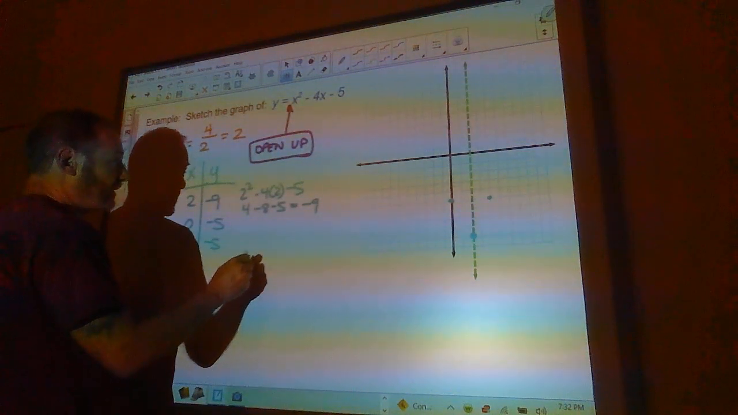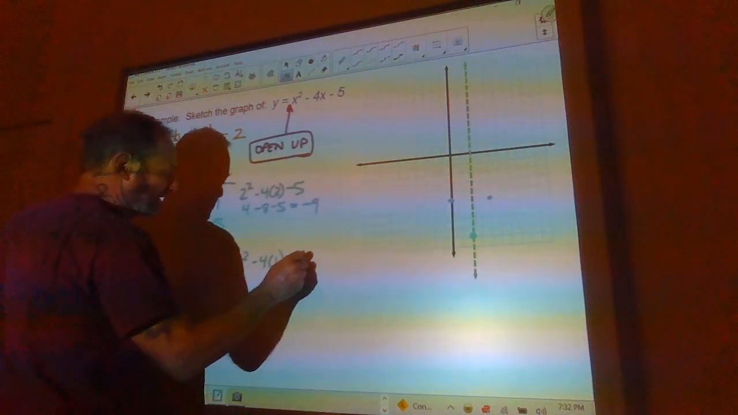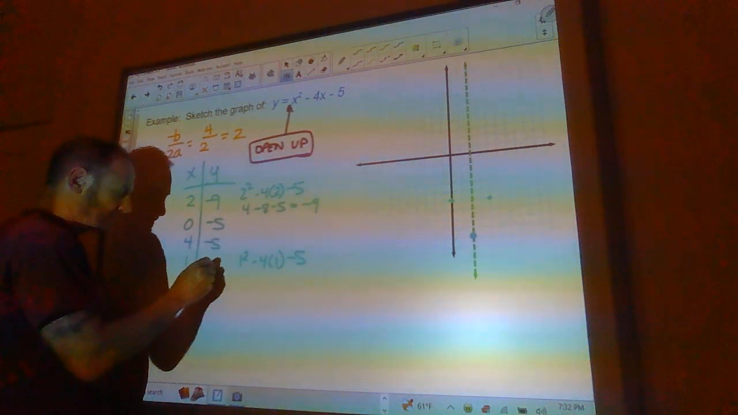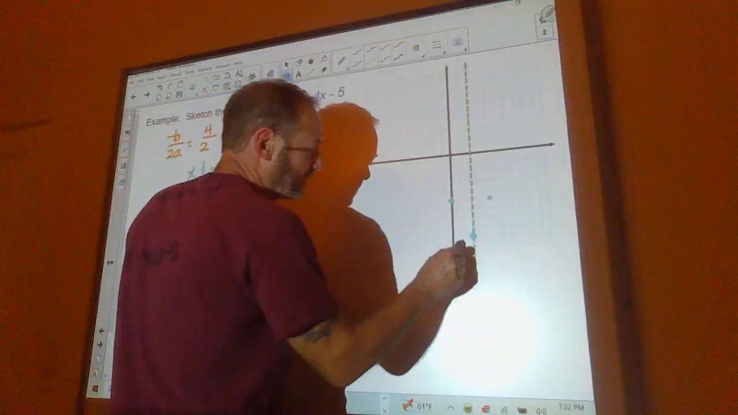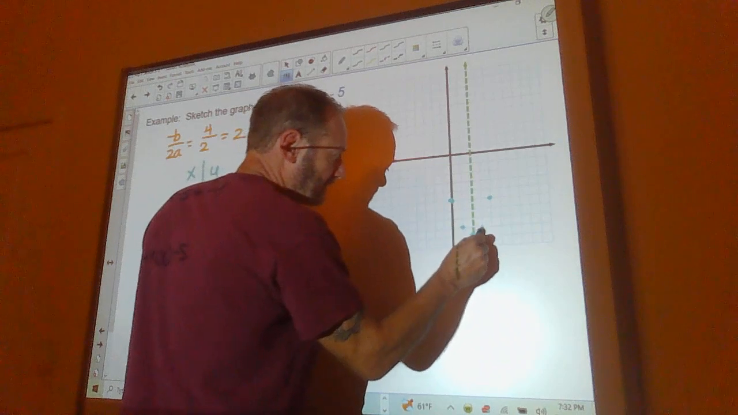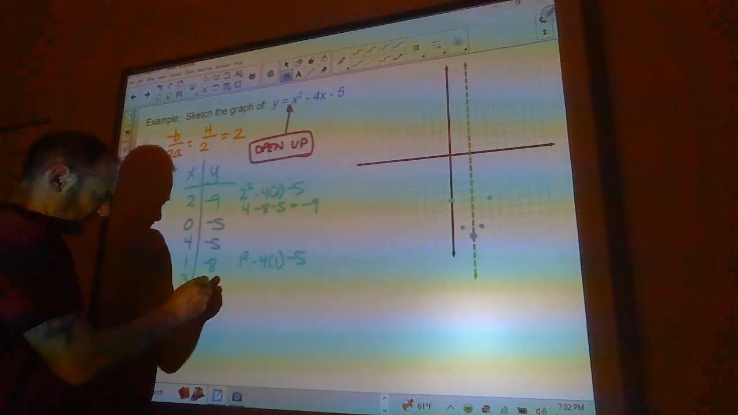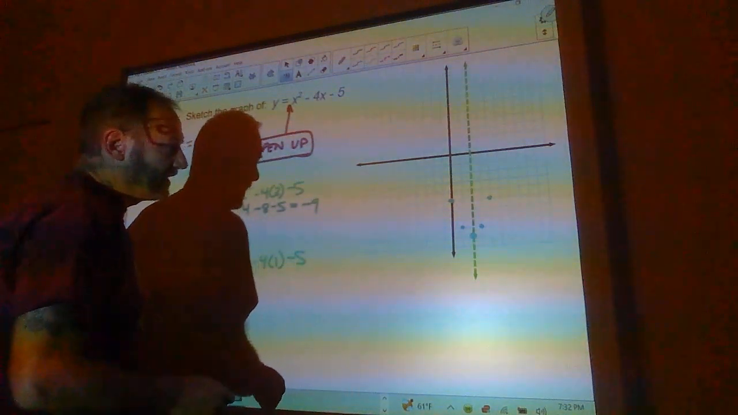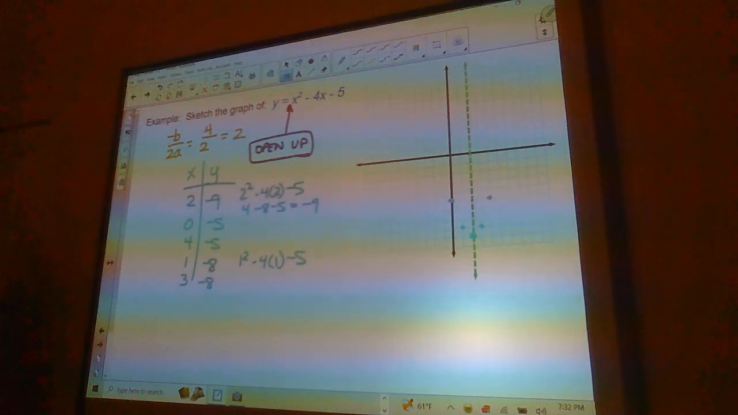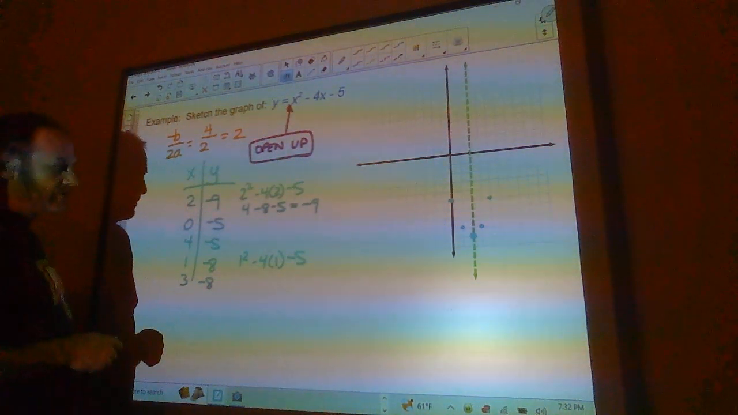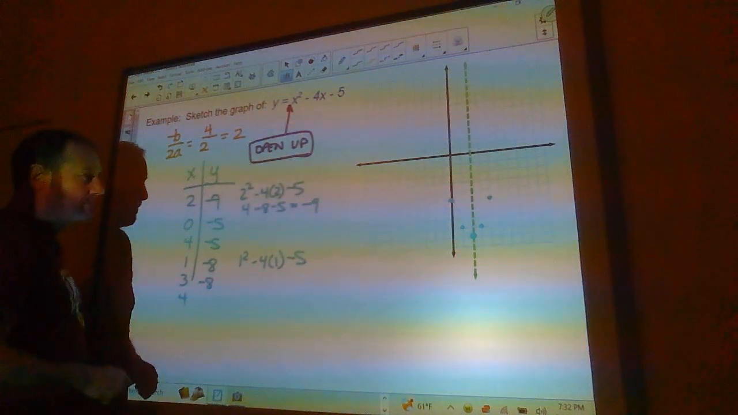That'd be 1 squared minus 4 times 1 minus 5. That's going to be 1 minus 4 is -3, -8. 1, -8 is going to be right here. Means I'm also going to be right there at 3, -8. And I'd really like to have my x-intercepts if I can get them. I have a feeling that if I choose 4, I bet I get there.